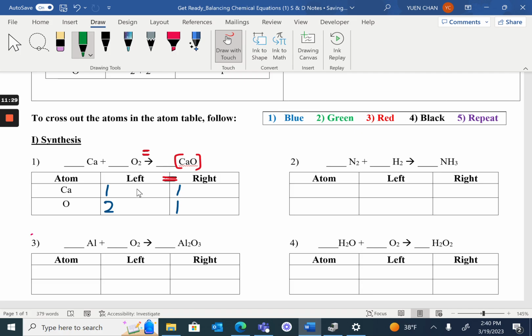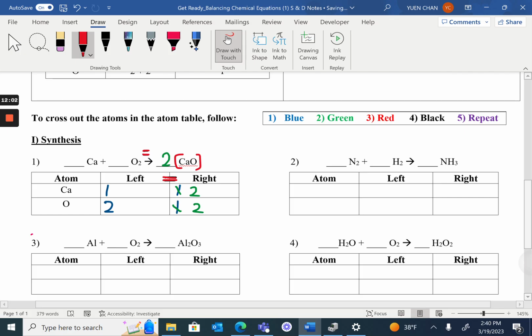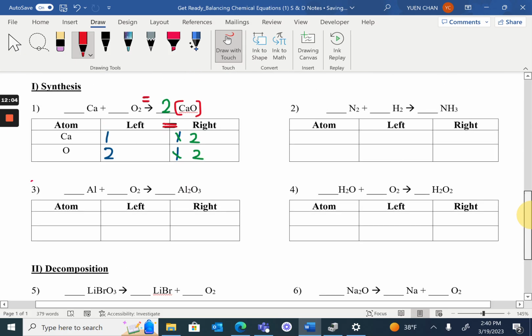All right. So I want to make the oxygen 2, so I have to put the 2 on top of CaO. Now this bracket indicates that I'm not just changing the O, I'm also changing the Ca. So Ca is no longer 1, but will be 2. Right? And O will no longer be 1, but will be 2. Now you can say, okay, my oxygen is balanced, but my Ca has now become not balanced. So I'm going to use the next pen, which will be red.